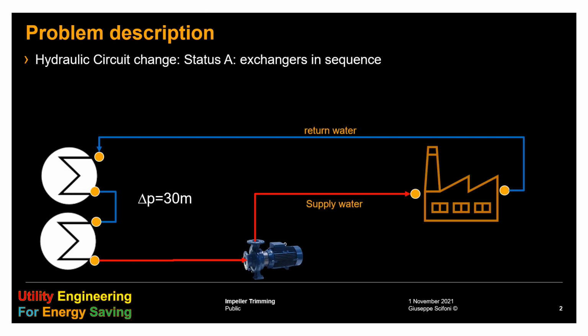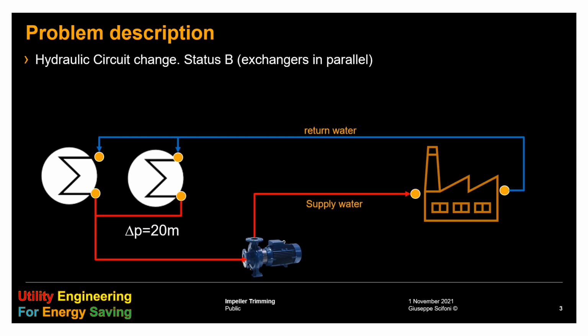We have a circuit, for example a heating loop, where the exchangers are connected in series. The pressure drop is known, 30 meters, and the pump is supplying a certain amount of water. For a technical reason, we change the components so that the circuit is different. Let's say we join the two exchangers in parallel now. The head loss of the loop drops to 20 meters.